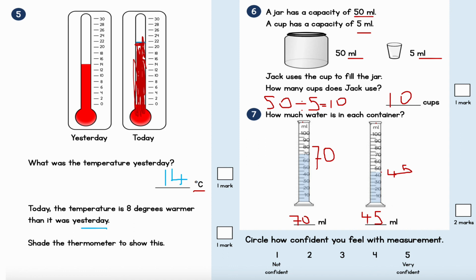So for the temperature question, guys, if you weren't sure, it's 8 plus 14 or 14 plus 8. The answer to this part of the question, 14 plus 8, is 22 degrees Celsius.